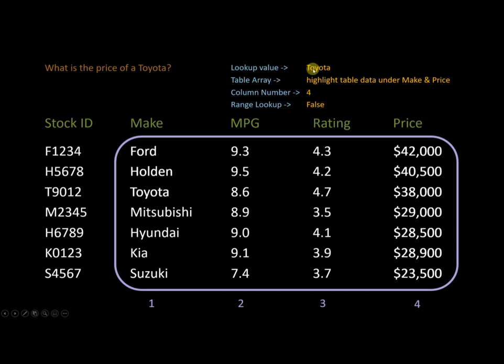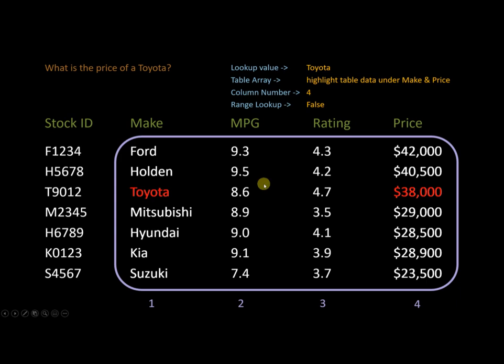So if we run the VLOOKUP, the VLOOKUP would work this way. It would go, where is Toyota? It would find it, and then it would go across 4 columns to return the value that we're looking for. So this would be the return value for a VLOOKUP looking for Toyota. Okay. All right, let's just repeat that one more time so you get it.